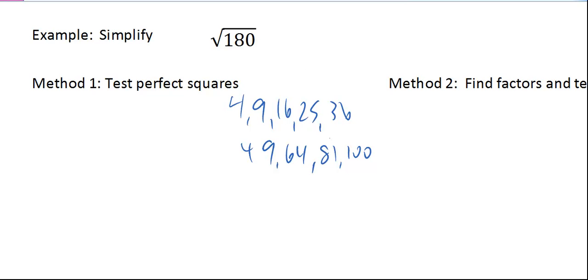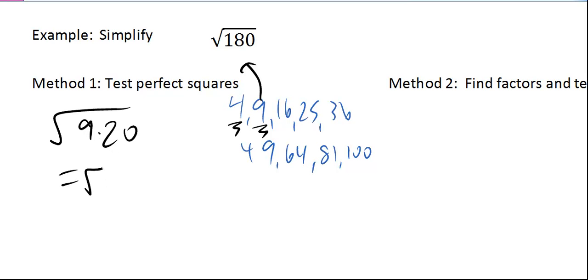Now, obviously, not all of these are going to pertain here, but the idea is I should be able to quickly scan through them and see if any of those will go in. It appears 4 does, but the bigger the better. So 9 looks like it's going to go in. So what if I try rewriting 180 as 9 times some number? 9 times 20 works, so that would mean that's the same as the square root of 9 times the square root of 20, which is 3 square root of 20.